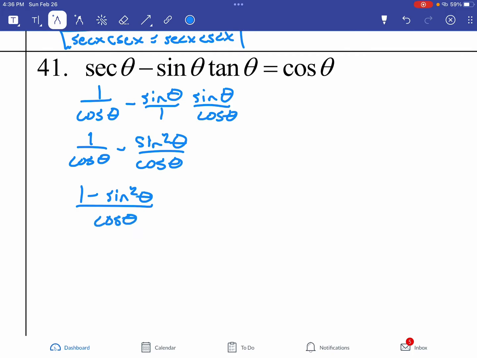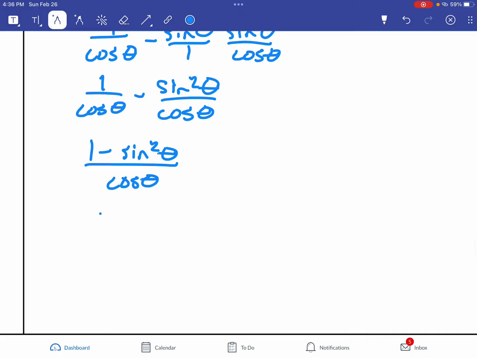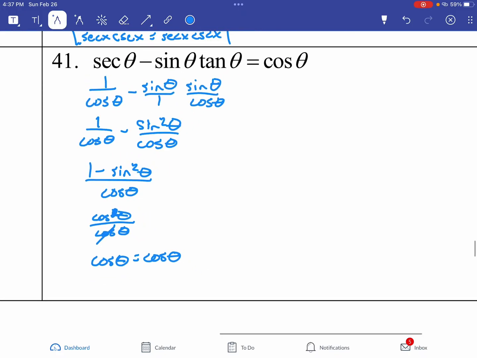1 minus sine squared is a Pythagorean identity. Gives me cosine squared over cosine. I cancel out one of the cosines on the top and the 1 cosine on the bottom, which gives me cosine. And there we go.